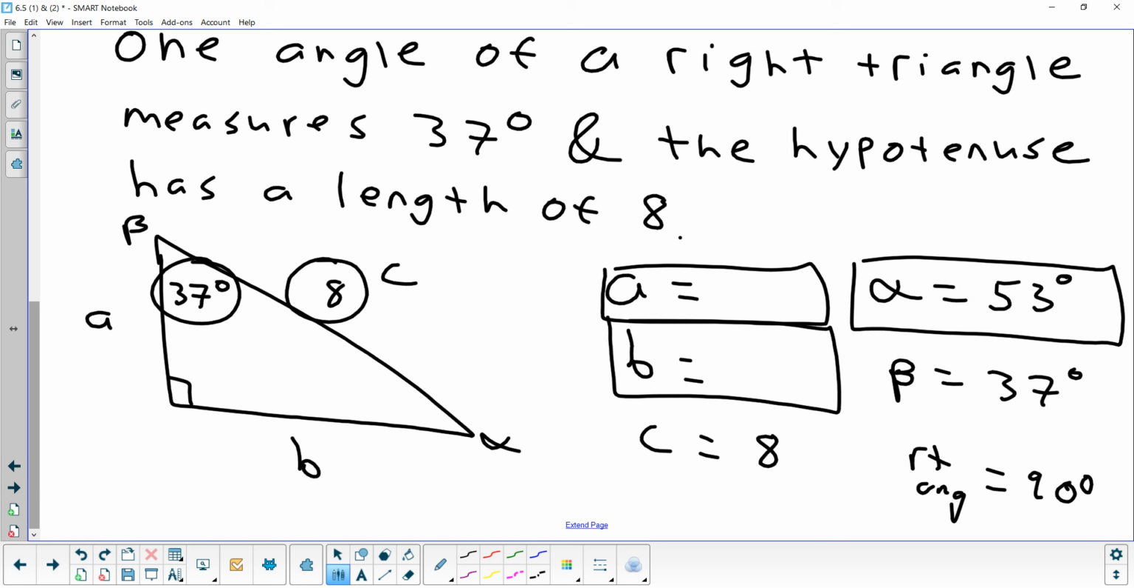Now, I'm not going to add that angle to my diagram. I only want to keep things that I originally knew. Because if I put the 53 in the diagram, I might be tempted to use the 53 to find A or to find B. But why do you think I don't want to use the 53? You can technically use either angle you want, but I would pick the 37 over the 53. It's not because it's smaller. Anybody know why I should stick with the 37?